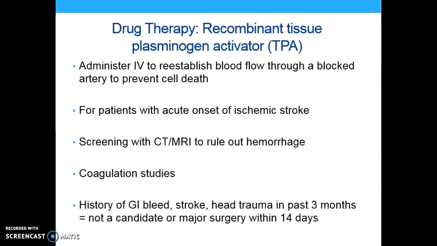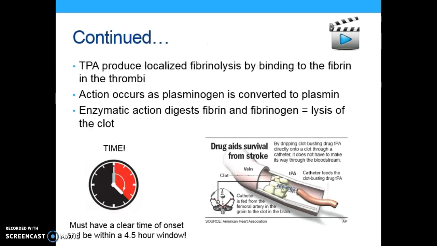If they have a history of a GI bleed, a history of a previous stroke, or head trauma in the past 3 months, they will not be a candidate for TPA, even if they are indeed having an ischemic stroke. TPA produces localized fibrinolysis by binding to the fibrin in the thrombi. The action occurs as plasminogen is converted to plasmin. It's an enzyme action. It digests fibrin and fibrinogen, and it lyses the clot. So basically what it does is it gets in there and helps to dissolve that clot.